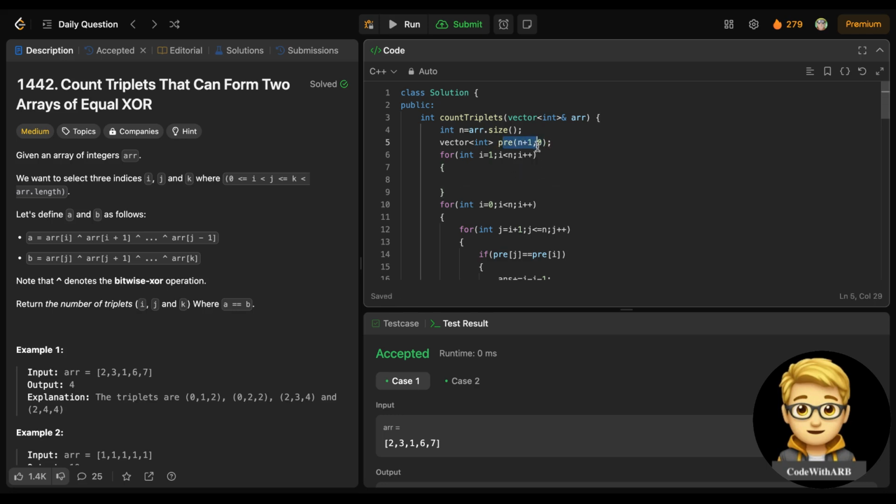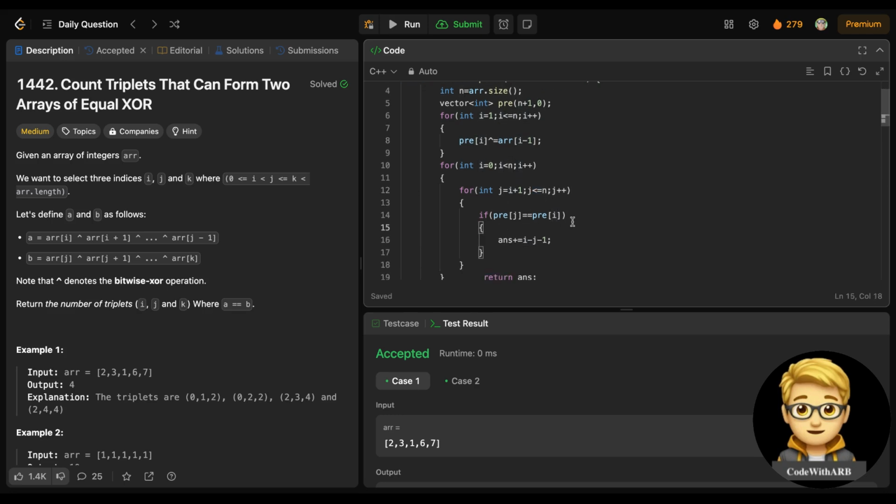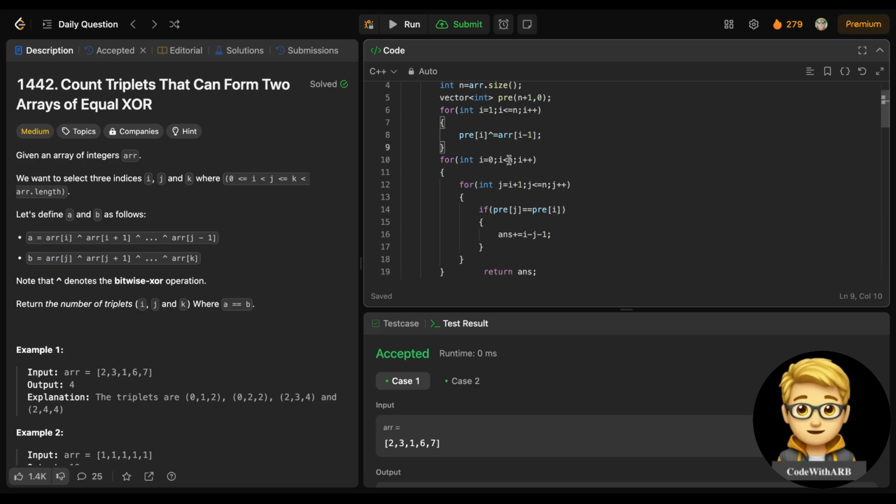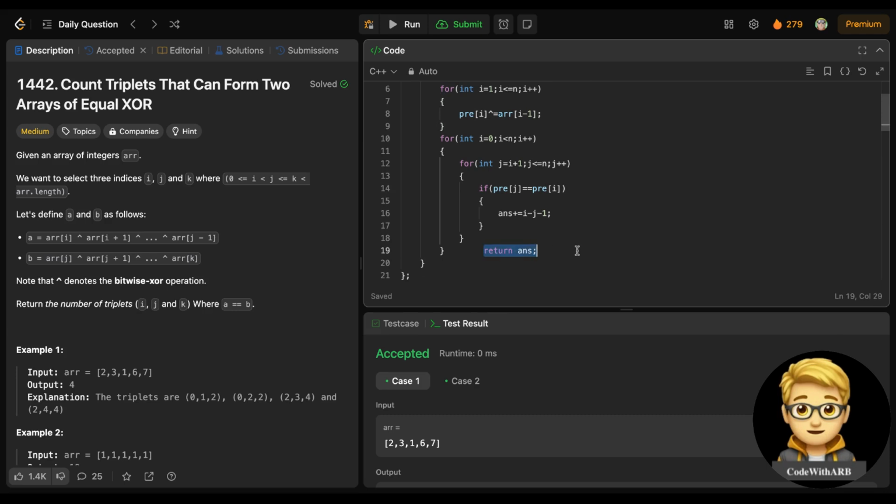So prefix 0 is 0 here, and I will store in prefix i, prefix i minus 1 XOR array of i minus 1, right? Because array i can be 0 to n minus 1. So I will just store in one forward direction to store this jth value here, right? So this is how we will simply do that, and this should be written here.